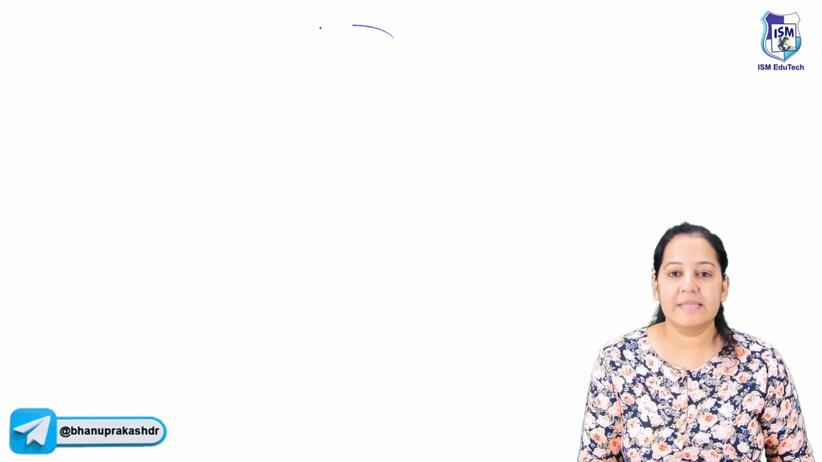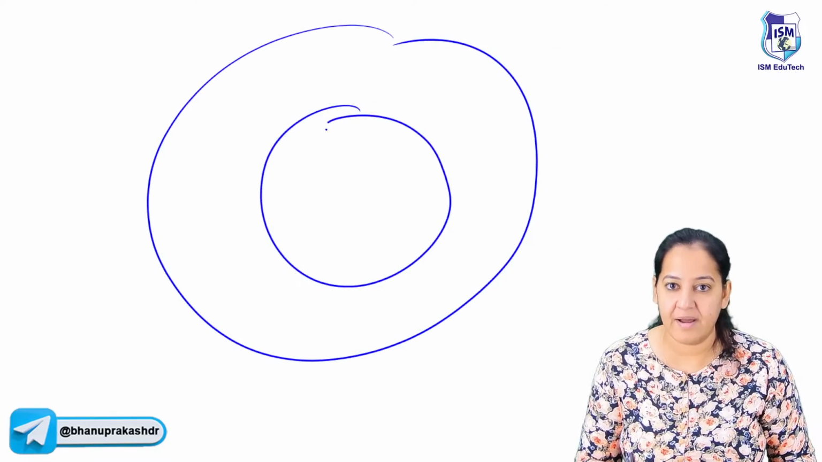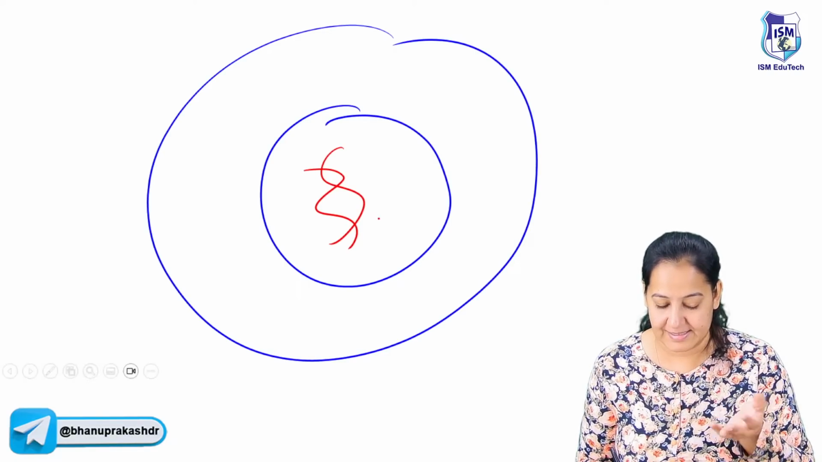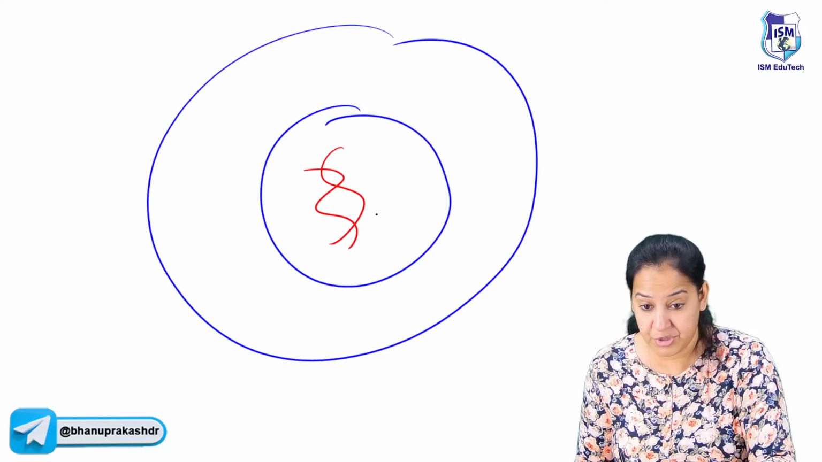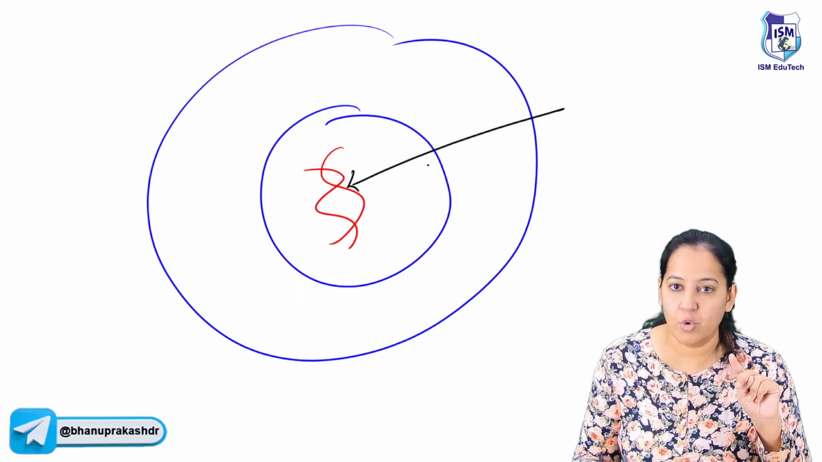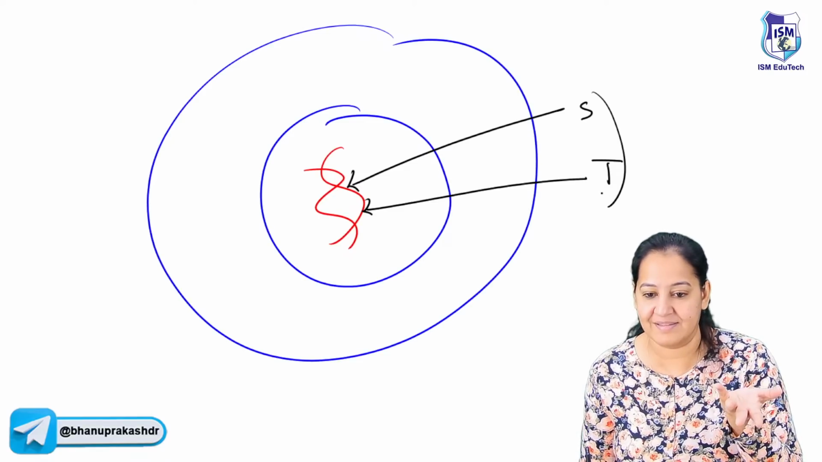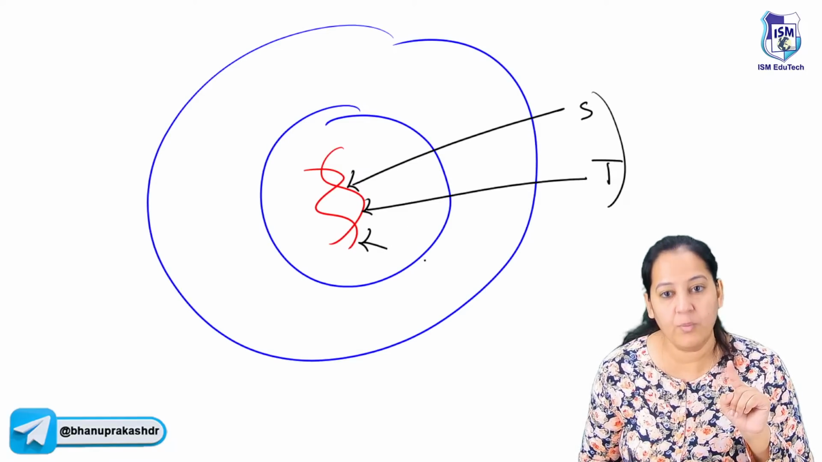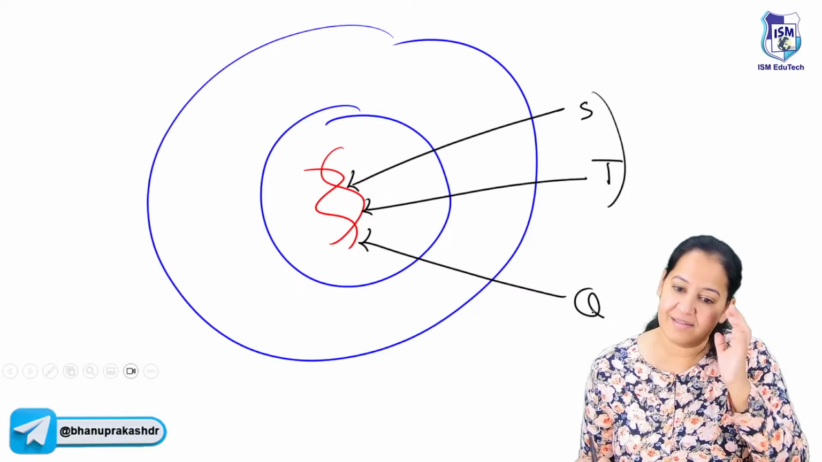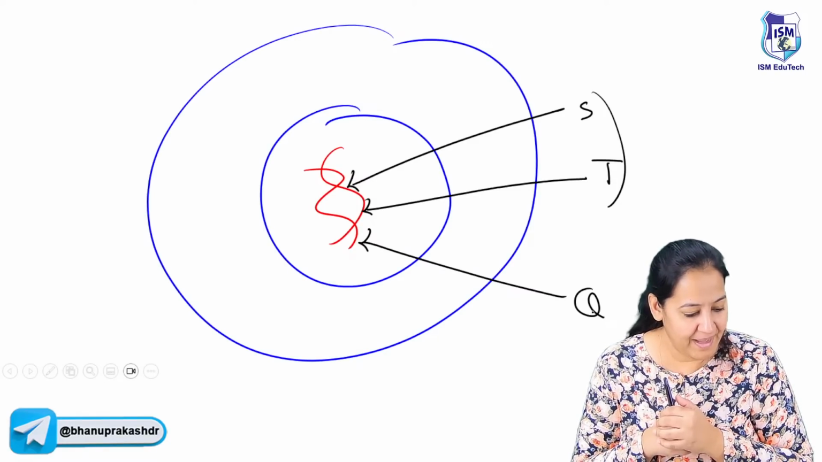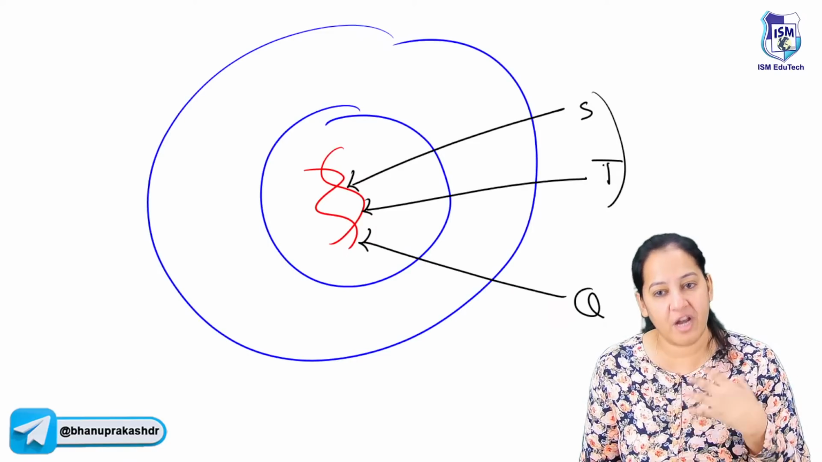Now listen, this is the bacteria. This is the nucleus of the bacteria inside which is the DNA. So these 3 drugs inhibit the DNA synthesis. Out of these 3 drugs, the first two, sulfonamide and trimethoprim, inhibit DNA synthesis indirectly. But the third one, quinolone, inhibits the DNA synthesis directly. You will say, ma'am, what is indirect inhibition and what is direct inhibition?